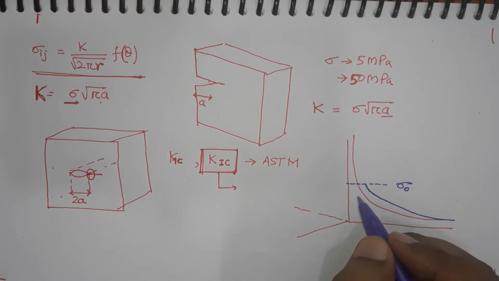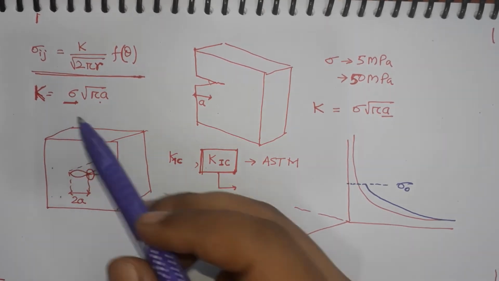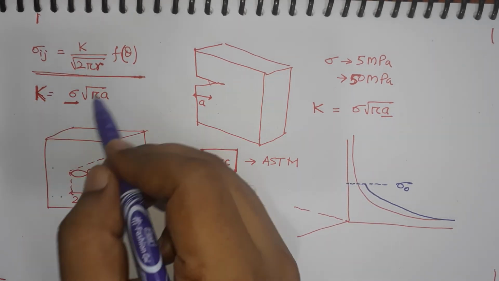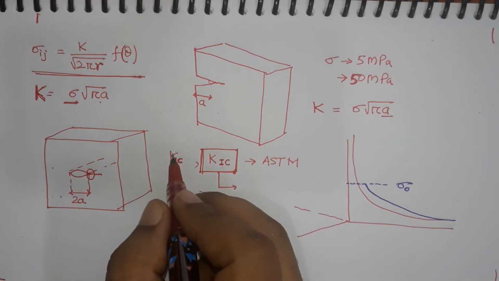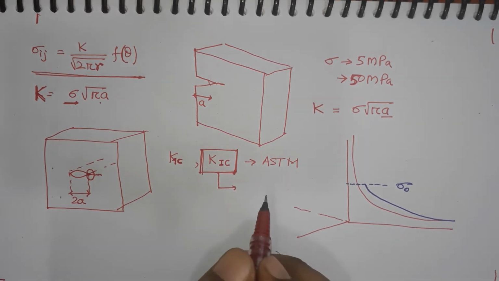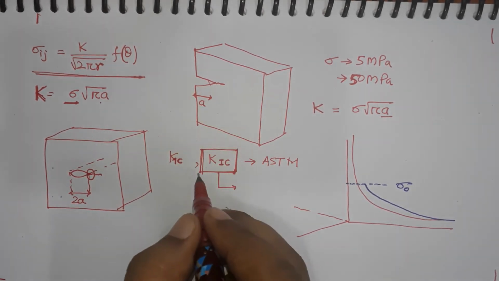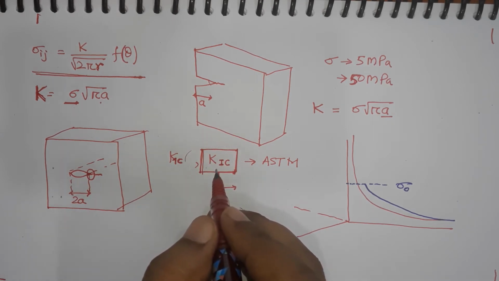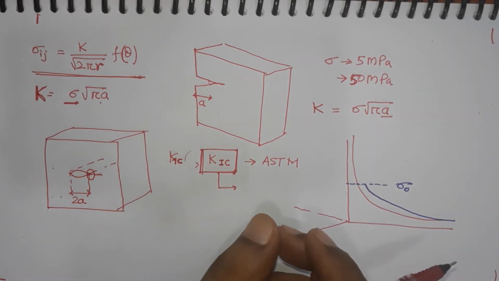And this is the problem in the assumption of Irwin, that whenever plastic deformation starts, then these equations will not hold, and therefore, this parameter will lose its value. Therefore, it is important to have predominantly elastic deformation in the material if we are using this concept to calculate the fracture toughness in mode 1.